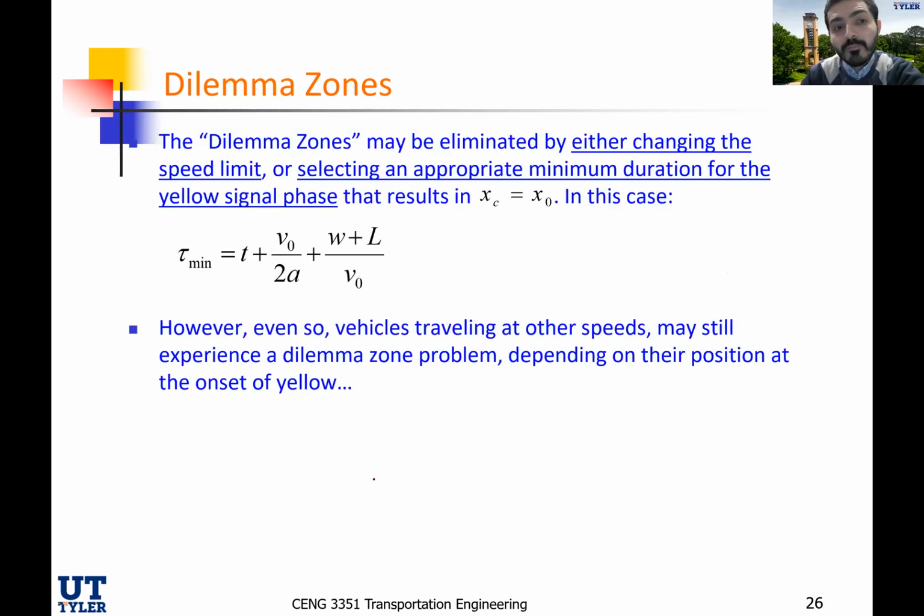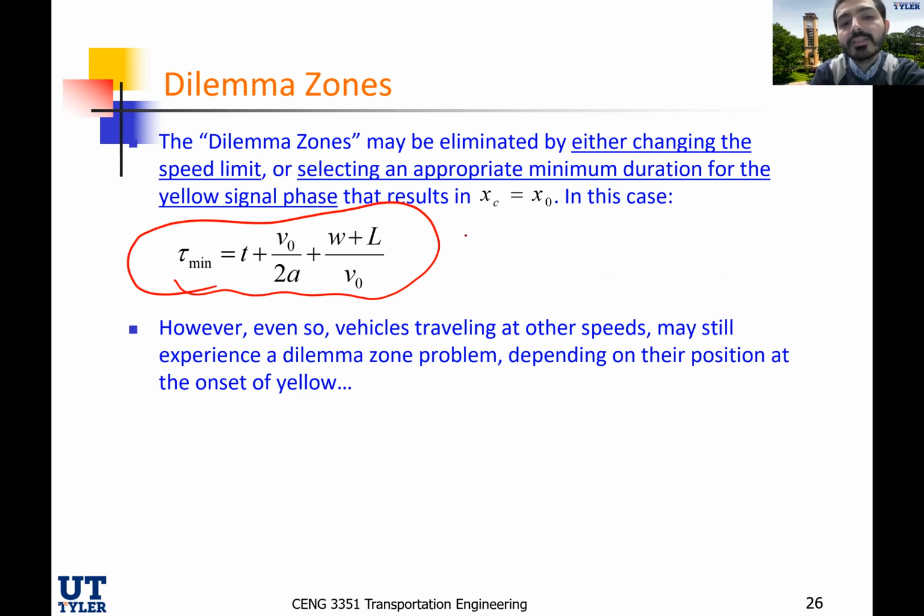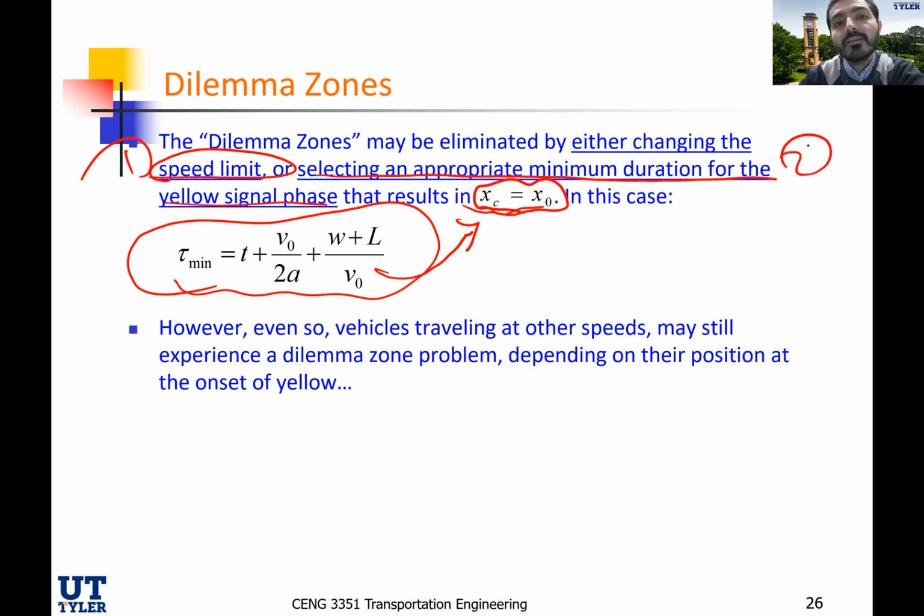Or I can ask you, what's the minimum yellow time that you can design for this signal to reduce or even eliminate the dilemma zone? So we've gone through this equation right here to do that. At least this equation is going to satisfy this situation: at least XC is going to be equal to X node, where there's no dilemma zone. How can you do this? I can ask you a simple question: how can you improve or remove the dilemma zone? Either by changing the speed limit, that is number one, or selecting an appropriate minimum duration of the yellow signal phase, and that is number two. So either of the two will make the dilemma zone almost diminish.